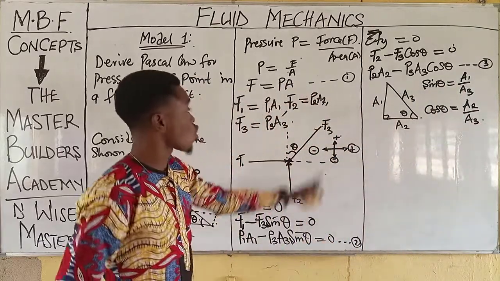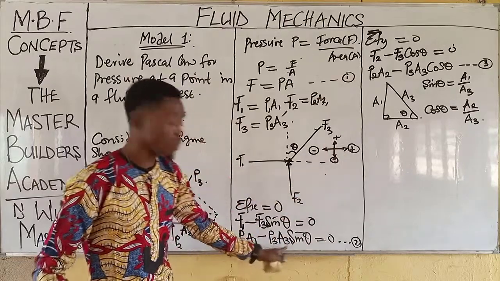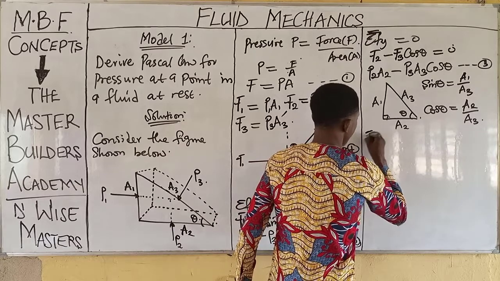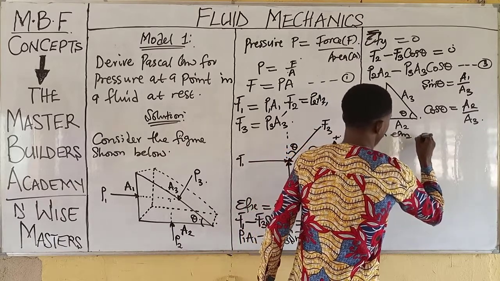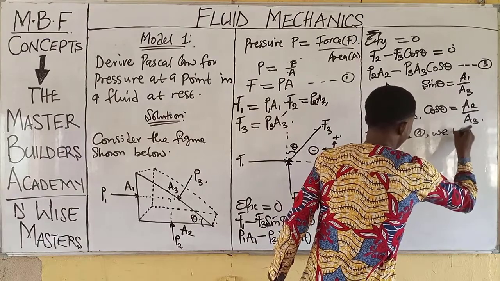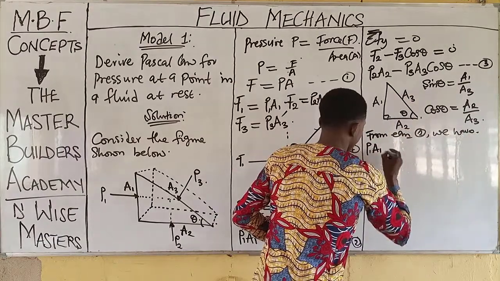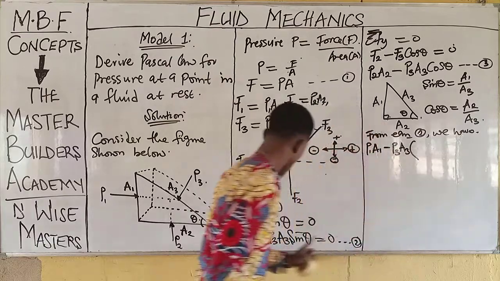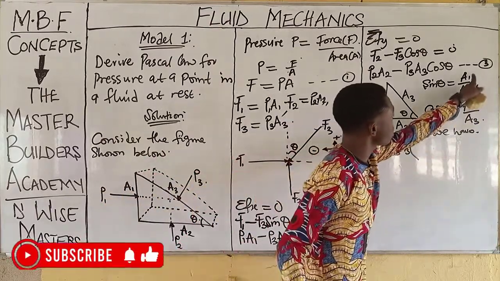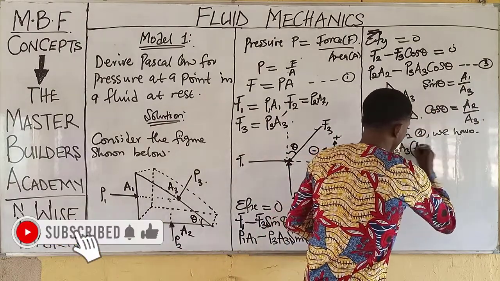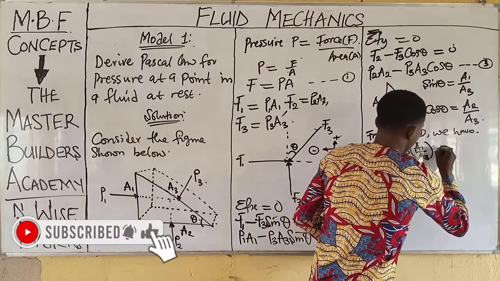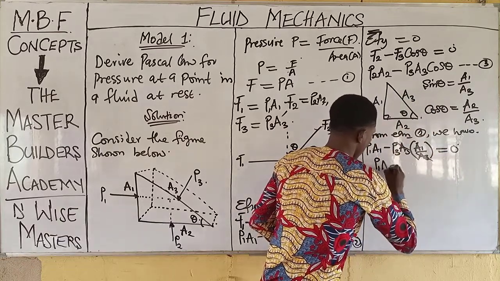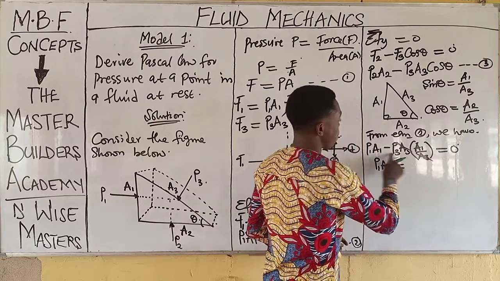Then all we need to do is come to equation 2 and substitute for sine theta. From equation 2 we have P1 A1 minus P3 A3. Now what is sine theta? We said sine theta is A1 over A3. So we have A1 over A3, and this is equal to 0. From this end, this takes care of this. We have P1 A1 is equal to P3.